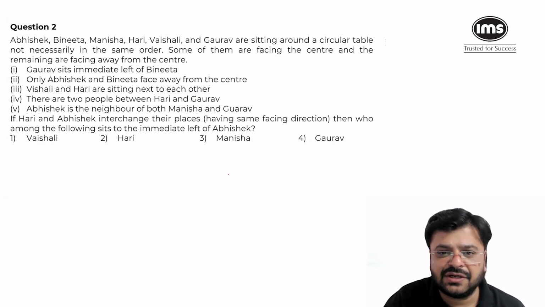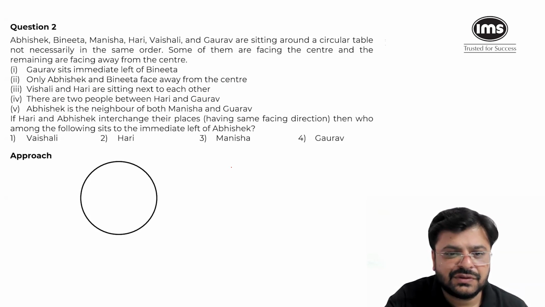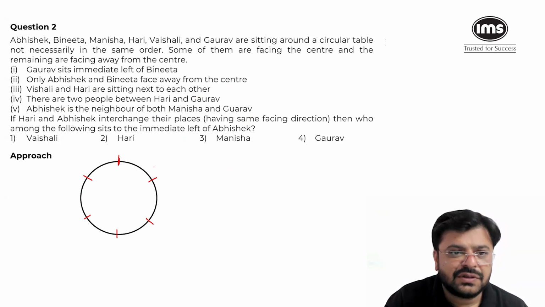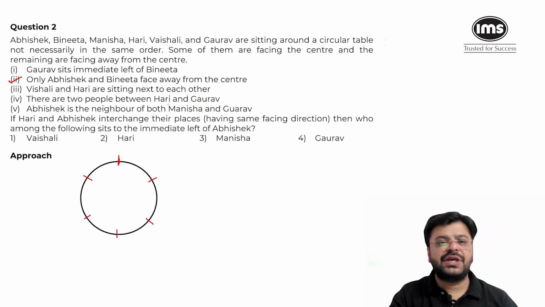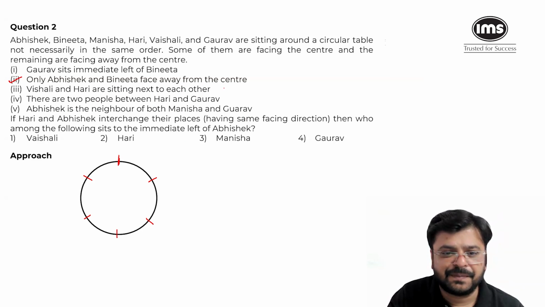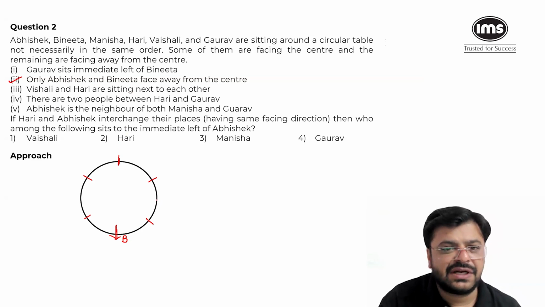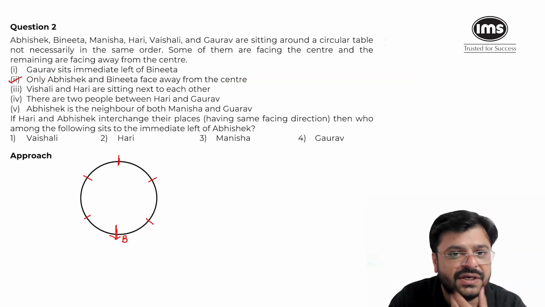So let's arrange this data on a circular table. So first, we'll make a circular table on which we are supposed to arrange 6 people, equidistant. Now, the second statement says only Abhishek and Vinita face away from center. So, other than Abhishek and Vinita, everyone else will be facing the center of the table. So, let's assume Vinita is here. Why are we starting with Vinita? Because most of the information is given in relation to Vinita.